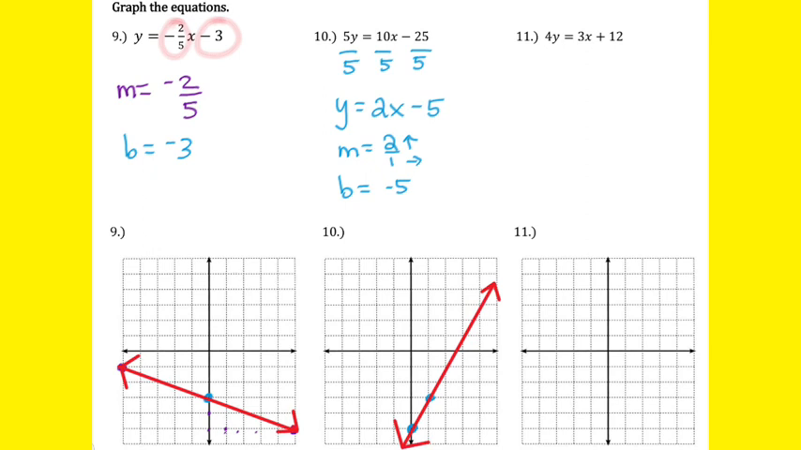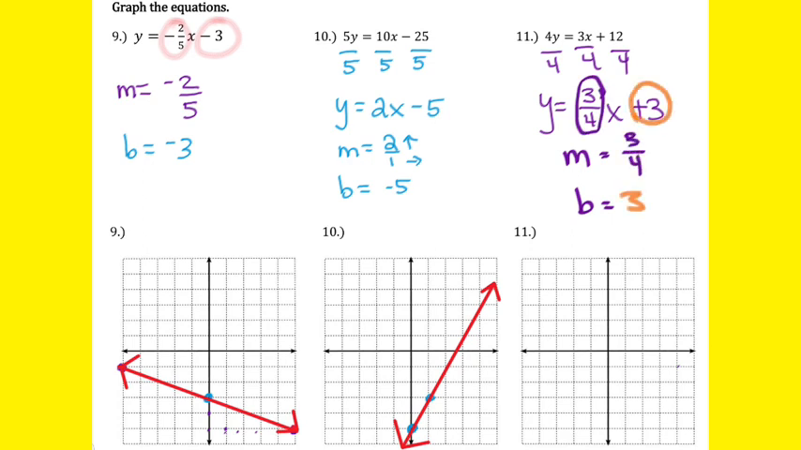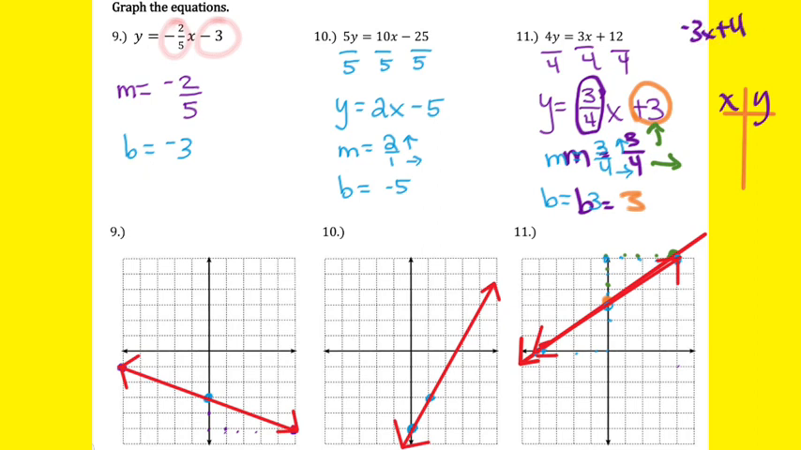On number 11, I can see I can solve for y by dividing off 4 and graphing from here, because I know my slope and my y-intercept. But I could have also chosen to use x and y intercepts here, right? Because I could put it in standard form, moving the 3 to the other side, and solve for my x and y intercepts, and found they are the same.